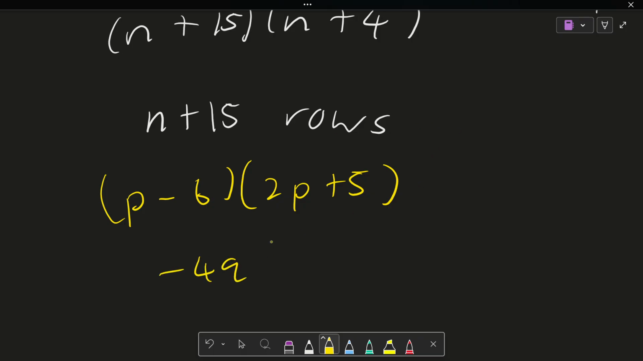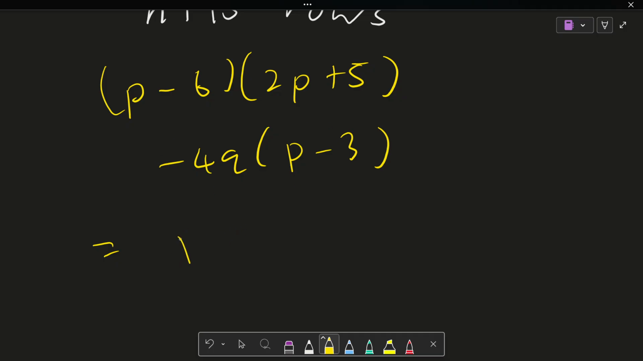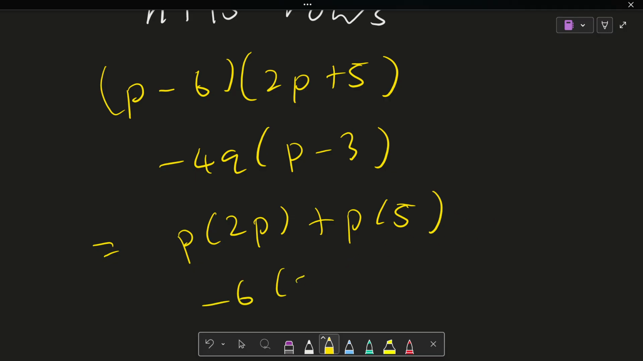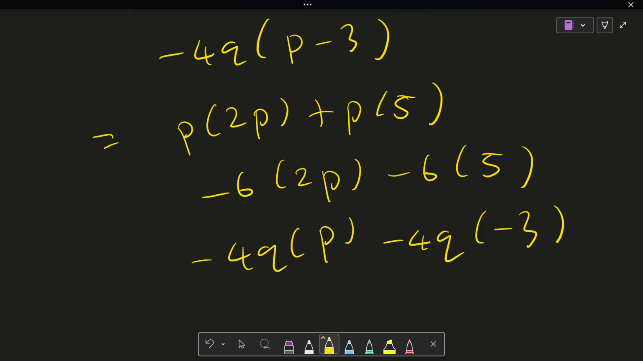Minus 4q multiplied by p minus 3. Okay, so here we just expand it: p multiplied by 2p, plus p multiplied by 5, minus 6 multiplied by 2p, minus 6 multiplied by 5, minus 4q multiplied by p, minus 4q multiplied by minus 3.